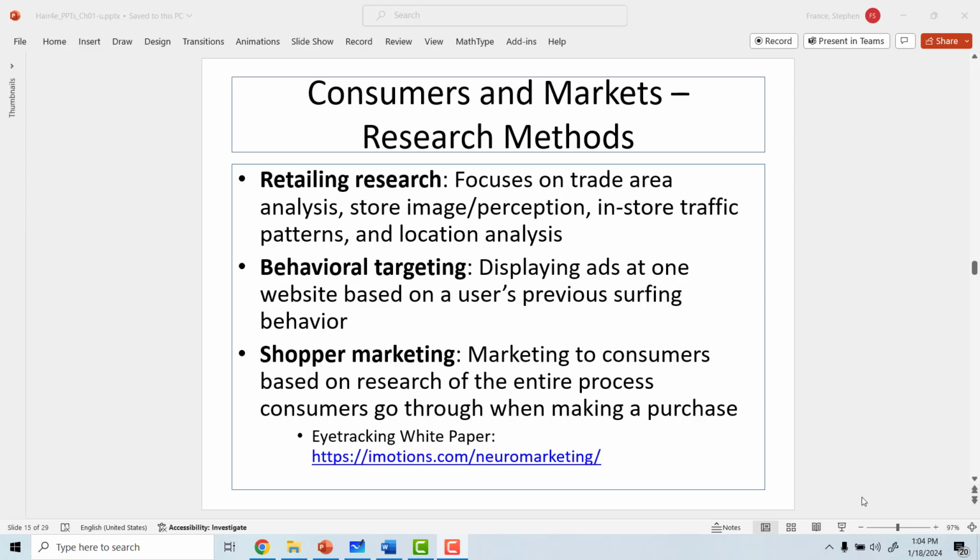Okay, so now I'm going to talk a little bit about different types of research. I'm just following the headings in the book. These are honestly in some way a little bit random, but I just want to give examples for each of the major research methods mentioned in the book. So I'll start talking a little bit about retailing research.